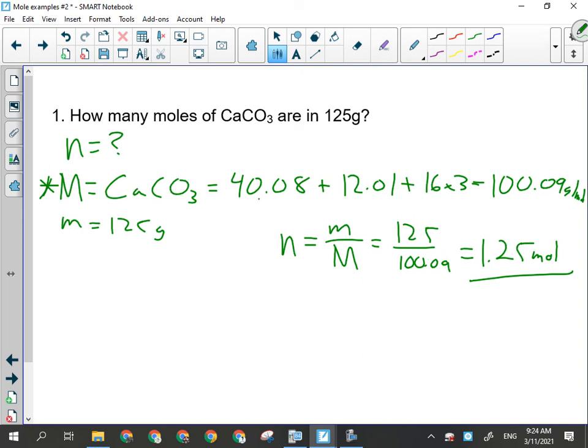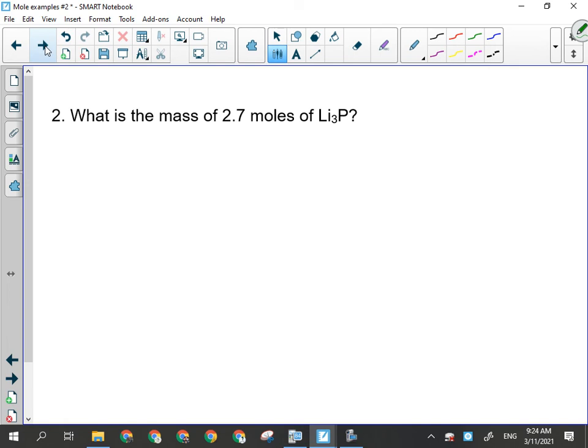1 calcium, that's right here. 1 carbon, that's right here. 3 oxygens, there's my 3 oxygens. Piece by piece by piece, add them together. Okay, let's look at the second one too.